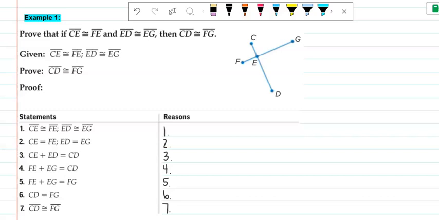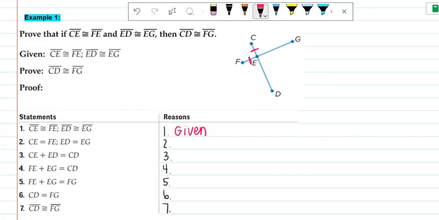We're going to prove that if CE is congruent to FE and ED is congruent to EG, then CD is congruent to FG. So we're going to start with our given. Notice we have all the statements. We're just providing the reasons here. So we have that CE is congruent to FE and ED is congruent to EG. Remember, we always start with our given. That doesn't change. Remember that little symbol there means that they're congruent. So I'm going to go ahead and mark on here that these two are congruent with one tick mark.